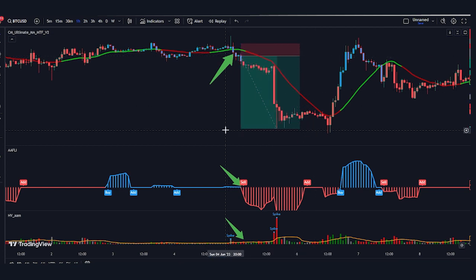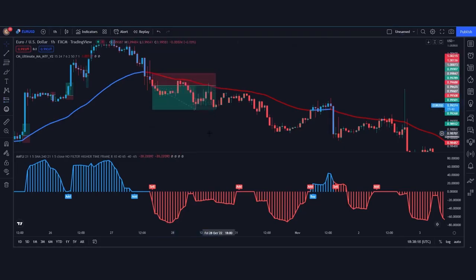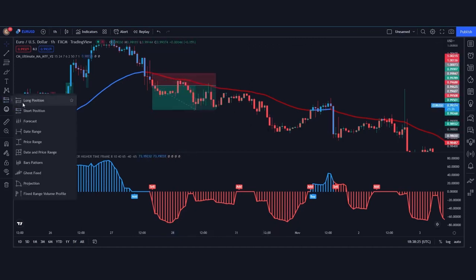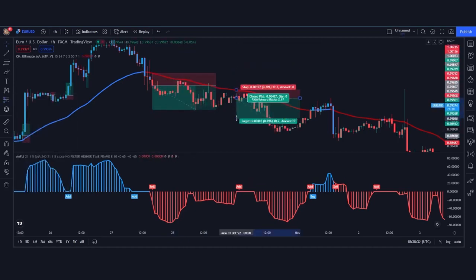There's always space for development, and this indicator is likely the best volume indicator on the internet. To check it out and learn how to use it, watch this video here.